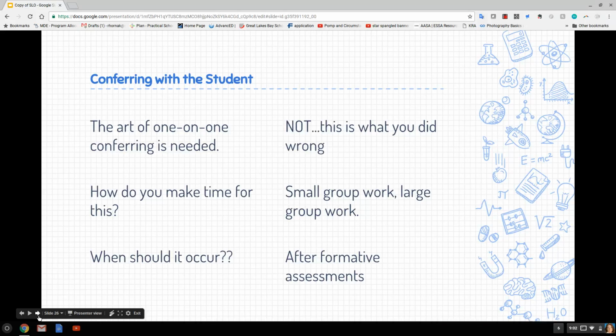And it's not about telling the child what they did wrong, but where they're at and where they need to go. The problem is when do you make time for this? And it's how you design your classroom in regards to small group work, large group work, flexible grouping, and it should always occur after those formative assessments.